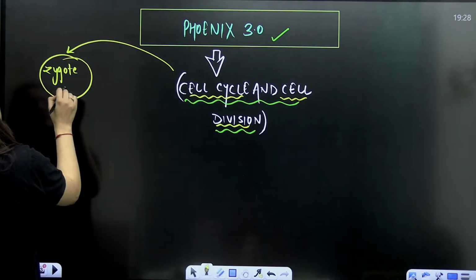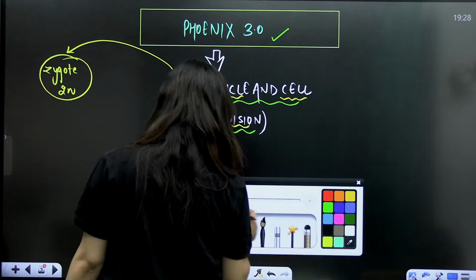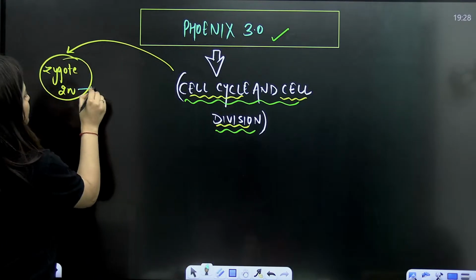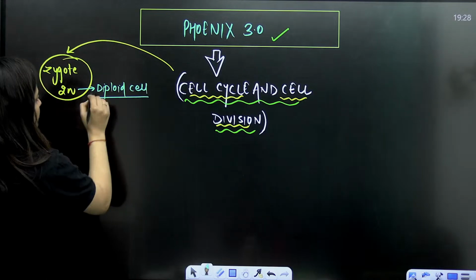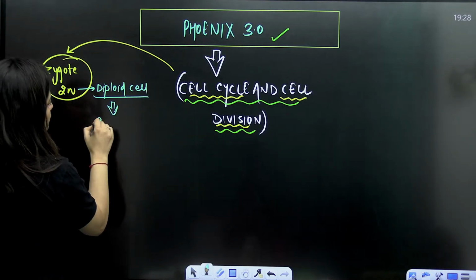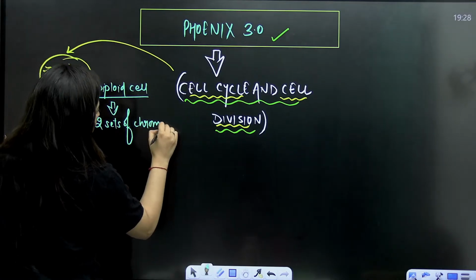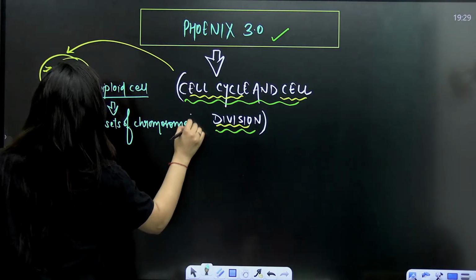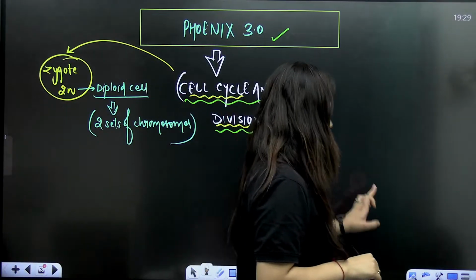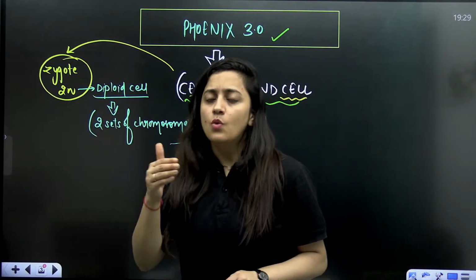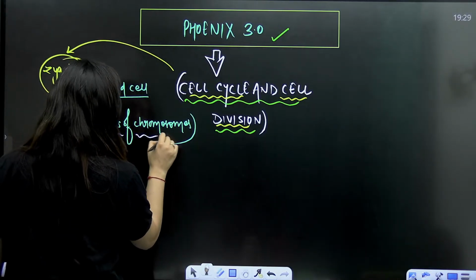I am going to start something known as zygote. What is a zygote? Zygote is a diploid cell. When I'm saying diploid cell, what does it mean? It is having two sets of chromosomes, isn't it? One is from mother and one is from father. That is the meaning of having two sets of chromosomes.